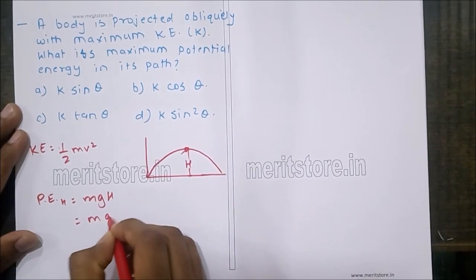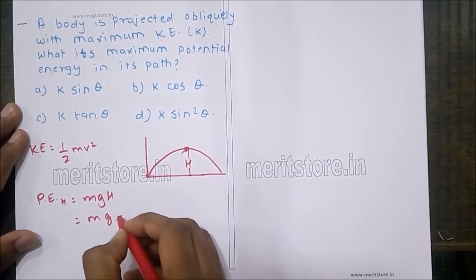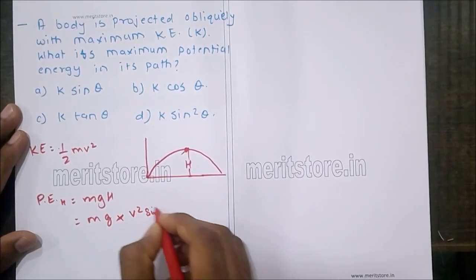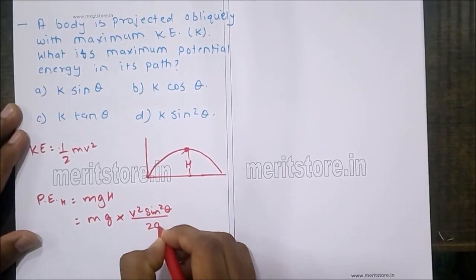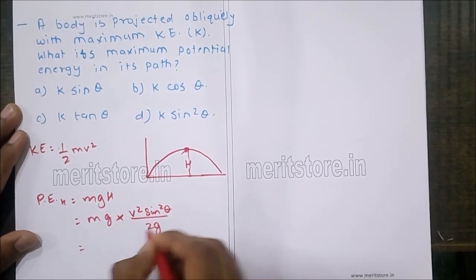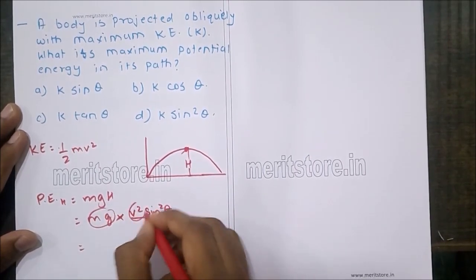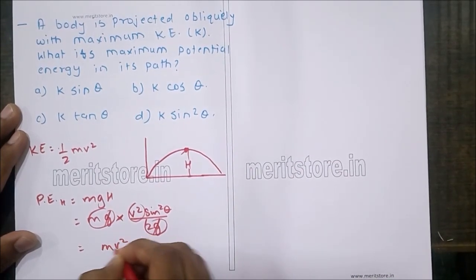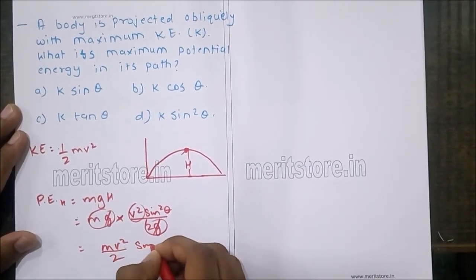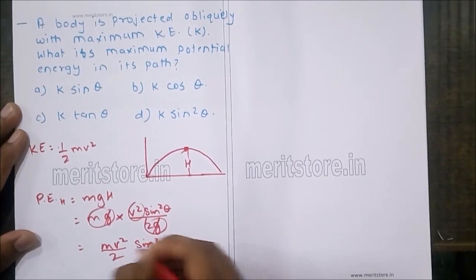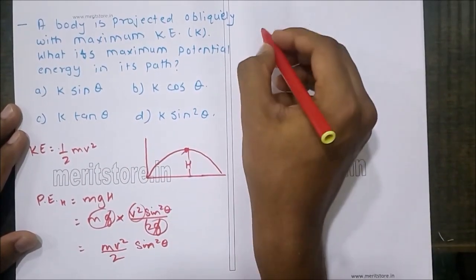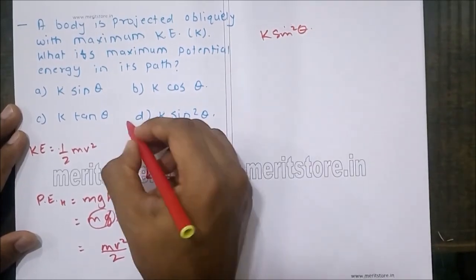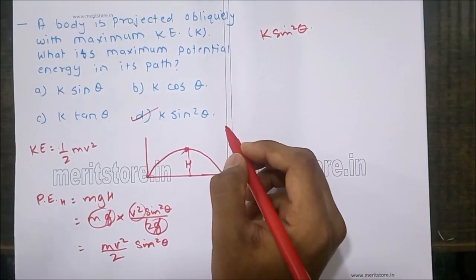So mg, the height of projection, is given by v square sin square theta upon 2g. So clubbing mg, v square and 2g, we get mv square by 2 into sin square theta. mv square by 2 is nothing but kinetic energy, so K sin square theta. Hence option D is the correct answer.